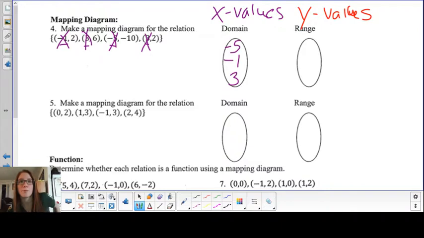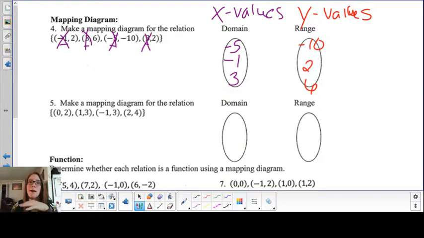Same thing here. In my range, we're going to go ahead and make them in numerical order. So I have 2, 6, negative 10, and 2. So negative 10 comes first. 2, and 6. And then, hold on, we're not going to that second one yet.